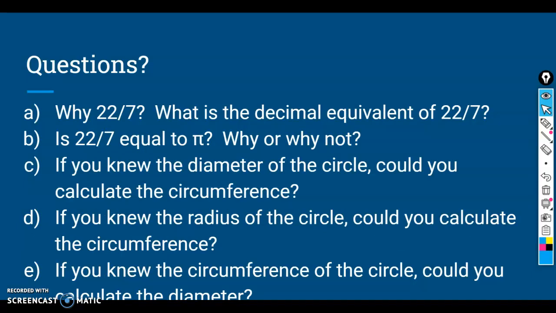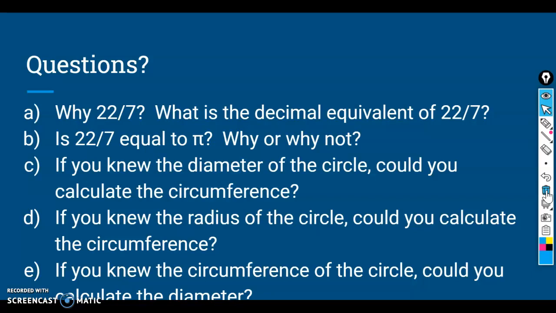Alright, so why do we use 22/7? What do you think the decimal equivalent of 22/7 is? Well, 22/7 is a fraction that we can use to represent pi. It is truncated or rounded. The decimal equivalent to 22/7 would be 3.1428571, and it keeps going. So is 22/7 equal to pi? No, it is not equal to pi since pi is an irrational number. So there's no way to write it as a fraction using integers.